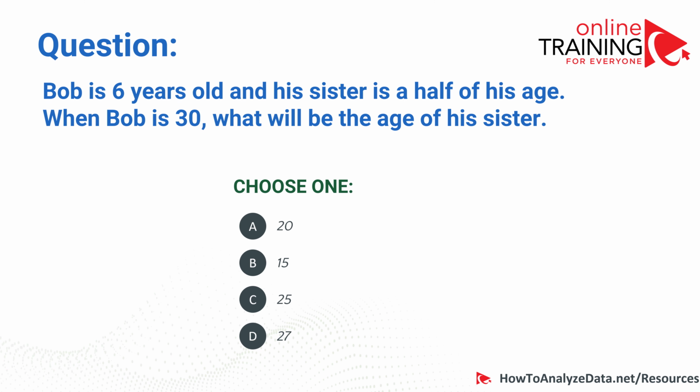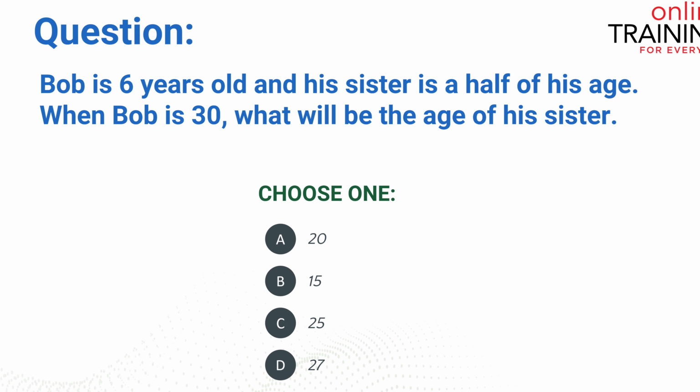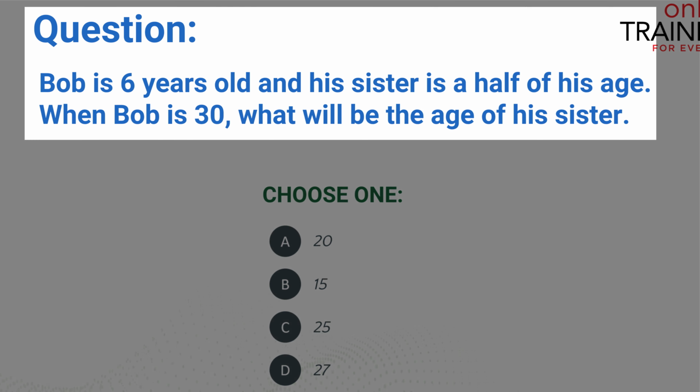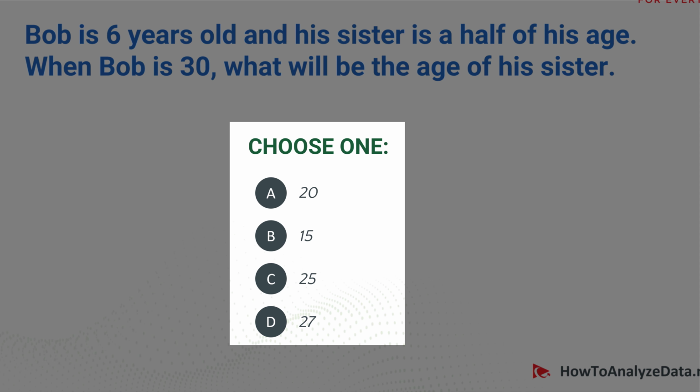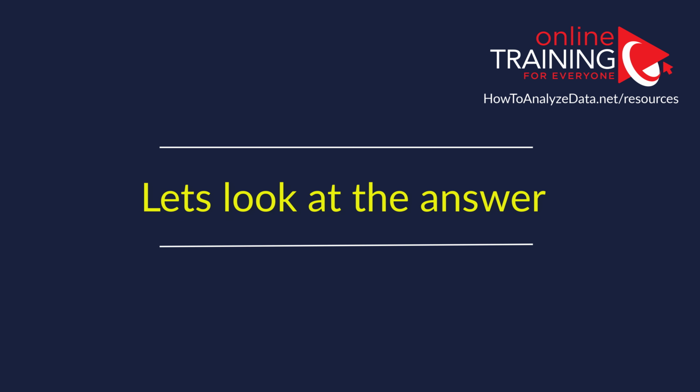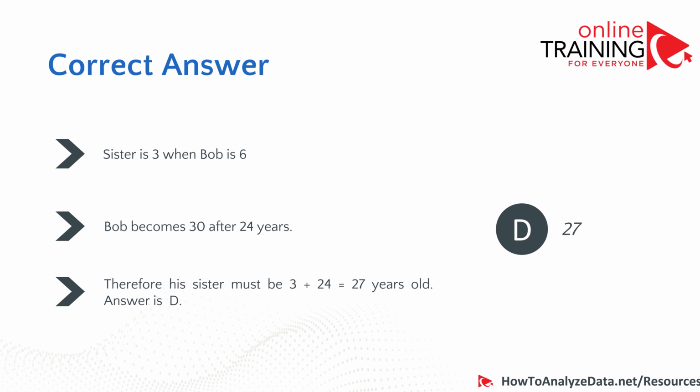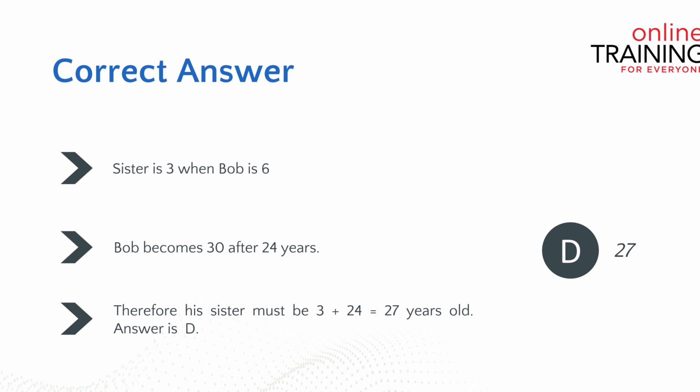Here's another tricky question which can confuse you easily during the test. Bob is 6 years old and his sister is a half of his age. When Bob is 30, what would be the age of his sister? And there are 4 choices: 20, 15, 25, and 27. Which one do you think is right? And obviously, as you might have figured out, the correct answer is D, 27.